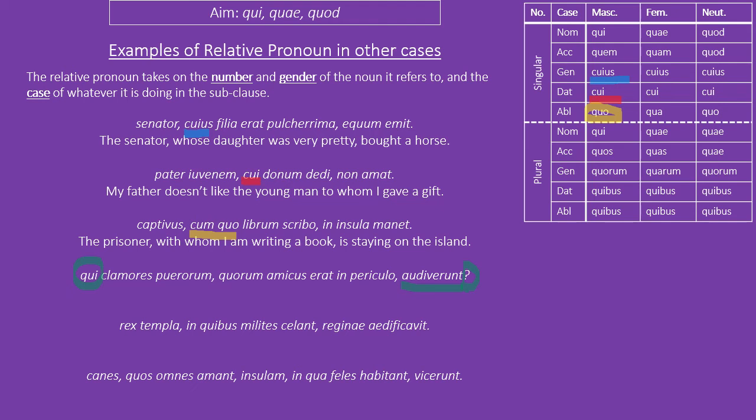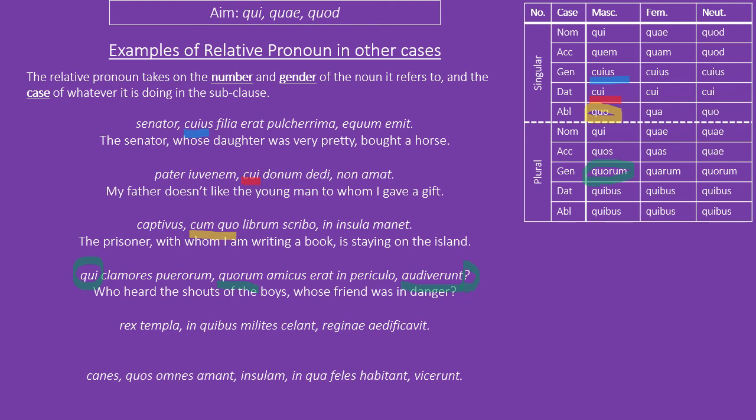Now we need to think about this subclause. Well, quorum only comes up the once. We know instantly it's got to be genitive, and therefore that it's got to be whose. Who heard the shouts of the boys, whose amicus, friend, erat in periculo, was in danger. As soon as you bracket stuff off and deal with the main sentence first, your life will generally get easier. Next sentence down, another classic one for someone who's not really paying attention to make stupid errors on.